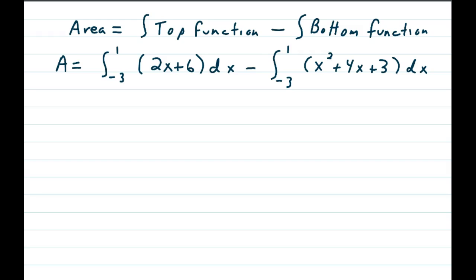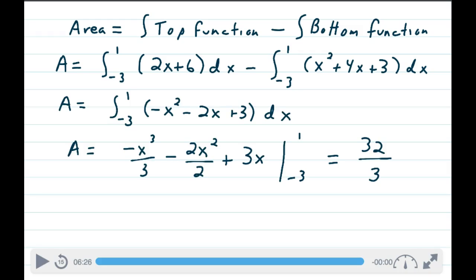We have the area equal the integral from -3 up to 1 of 2x plus 6 dx minus the integral from -3 to 1 of x squared plus 4x plus 3 dx. Then you should notice that there can be some algebra that can be done. So we're going to subtract 2x plus 6 minus the entire quantity of x squared plus 4x plus 3, which leads us to negative x squared minus 2x plus 3. And again, we're going to integrate that from -3 to 1.